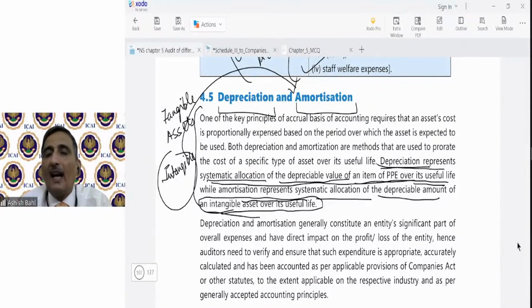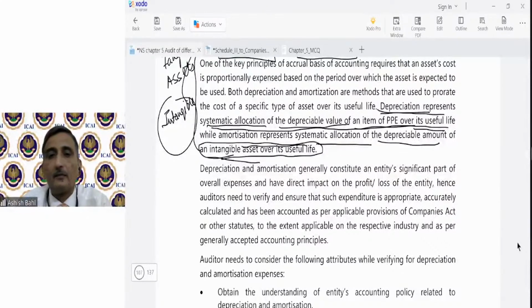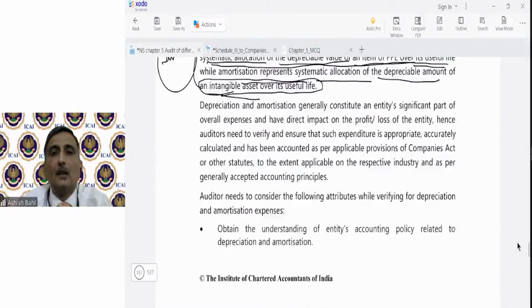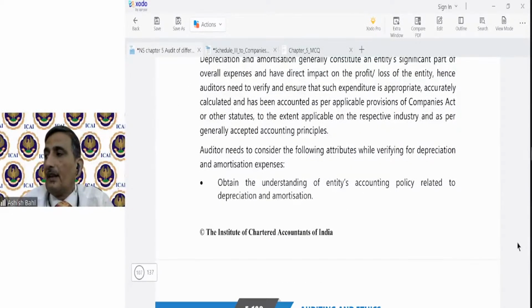So where are useful lives in case of companies described? Yes, anybody? Yes, so we will come again to this part. Till then, students, you apply your mind. Where is the useful life of PPE items described in case of companies? Till then you think, we move ahead.